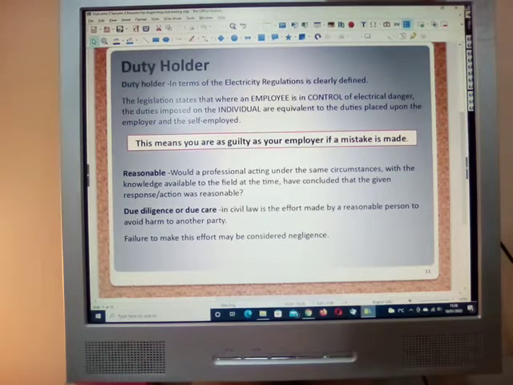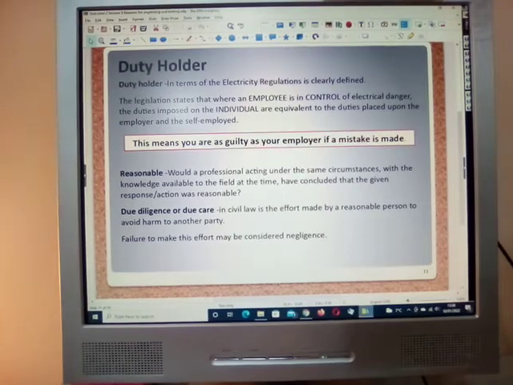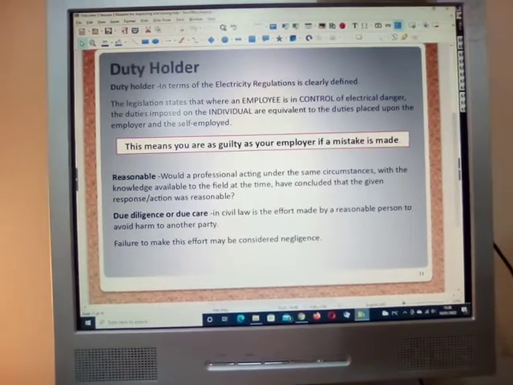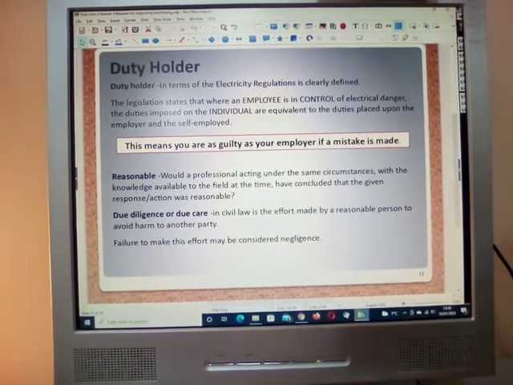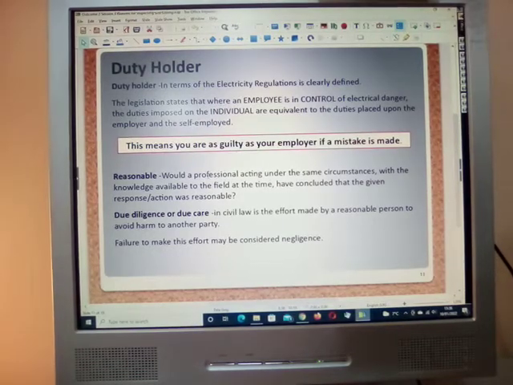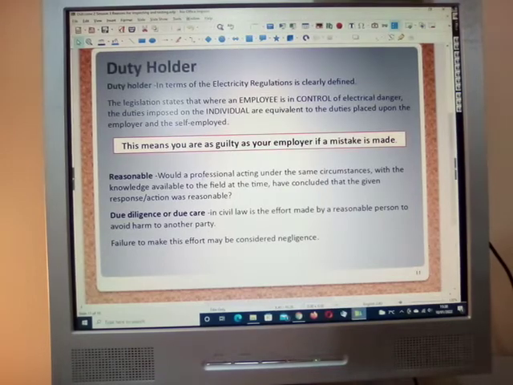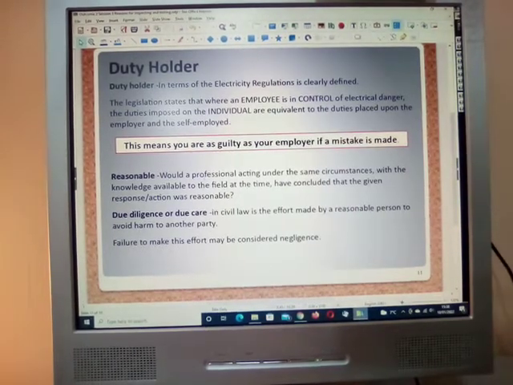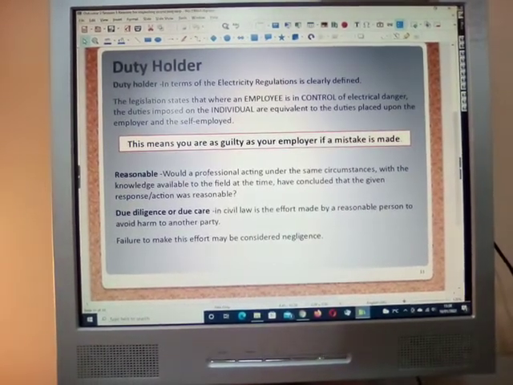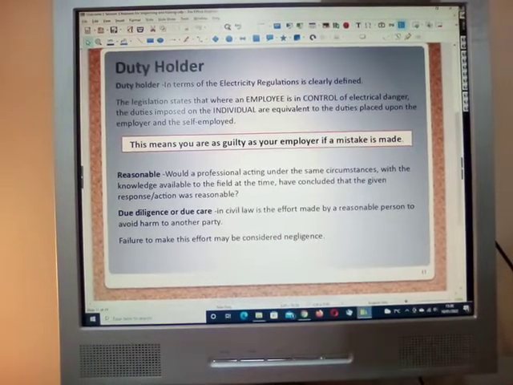Now, duty holder. This means you are as guilty as your employer if a mistake is made. Remember that you have a responsibility as the engineer or electrician doing an installation. Take it seriously, because you can now be prosecuted for anything you may or may not have done in the eyes of the law.